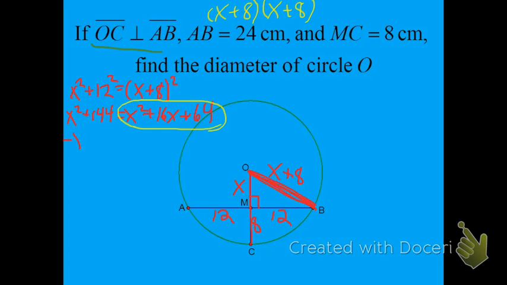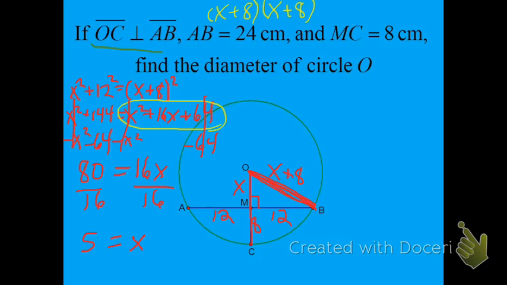So if I subtract x squared on both sides, that's going to cancel out my x squareds. And then if I subtract 64 on both sides, then on the left side I have 144 minus 64, which would just be 80. And then on the right side, the only thing left is 16x. If I divide both sides by 16, then I get x is 5.